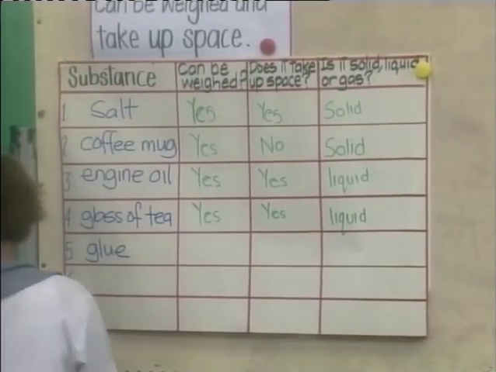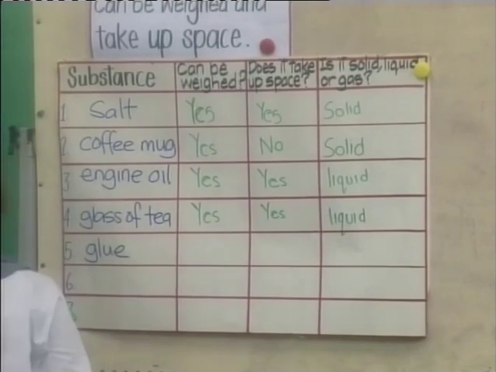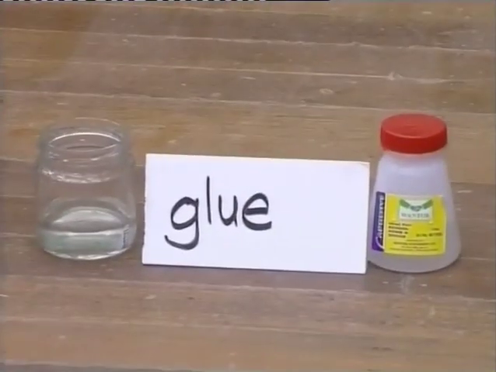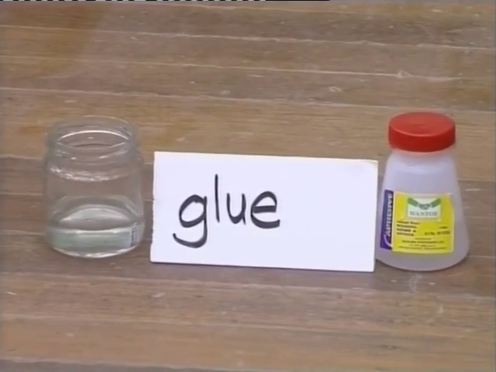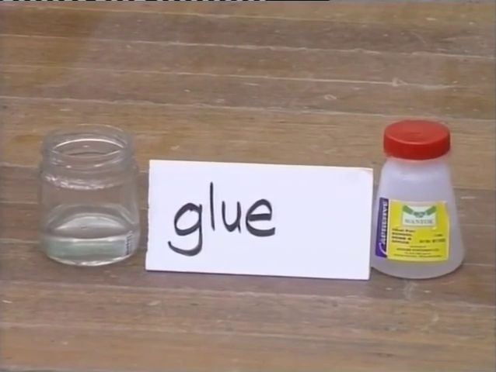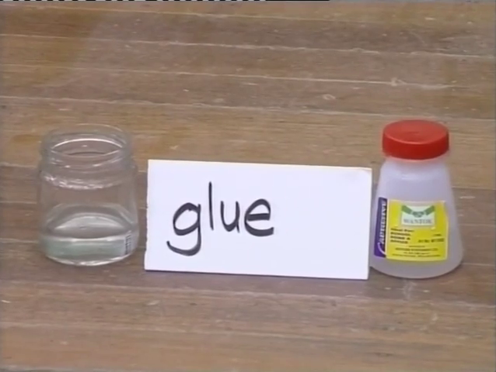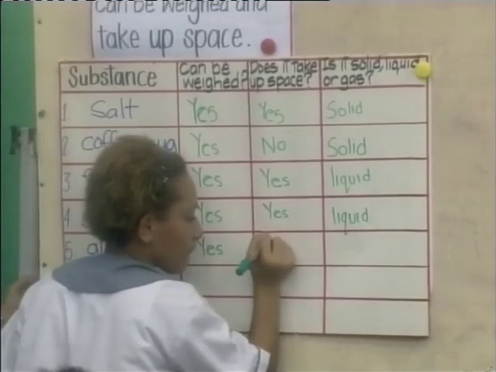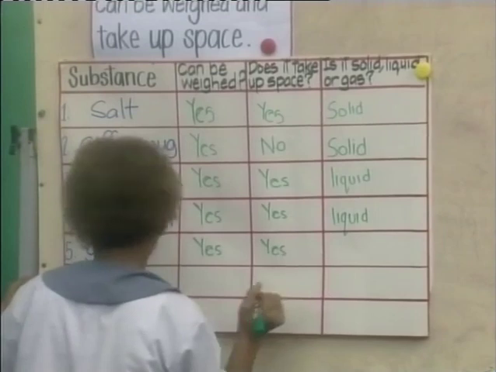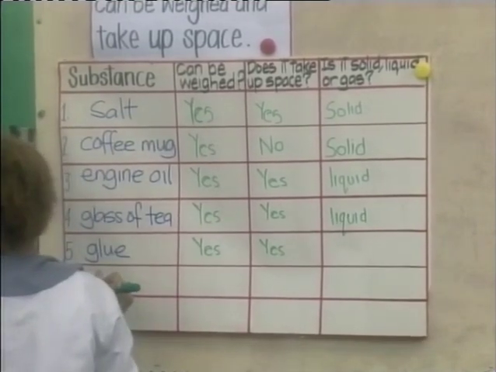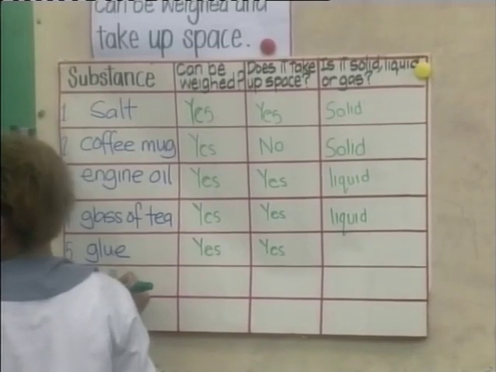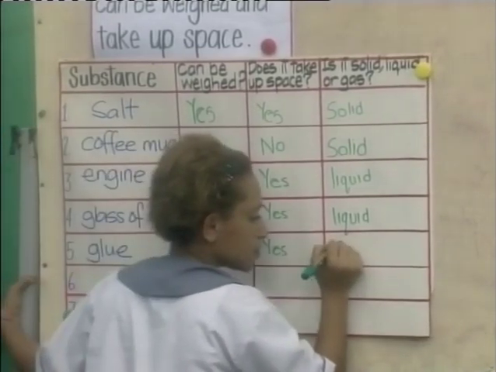We'll have the last one, the glue. Can be weighed. Speak loud. Yes. Yes, what? Solid. It is solid. Glue is solid.